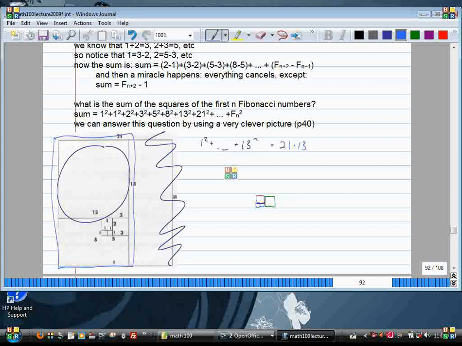So if you add up all the squares, another way to write this out is that f1 squared plus and so on up to fn squared equals, and to make this prettier, I'm just going to write 13 times 21. So if we go 1 squared up through 13 squared, we get 13 times 21. If we start at f1 and go up to fn, what's going to be the general formula?